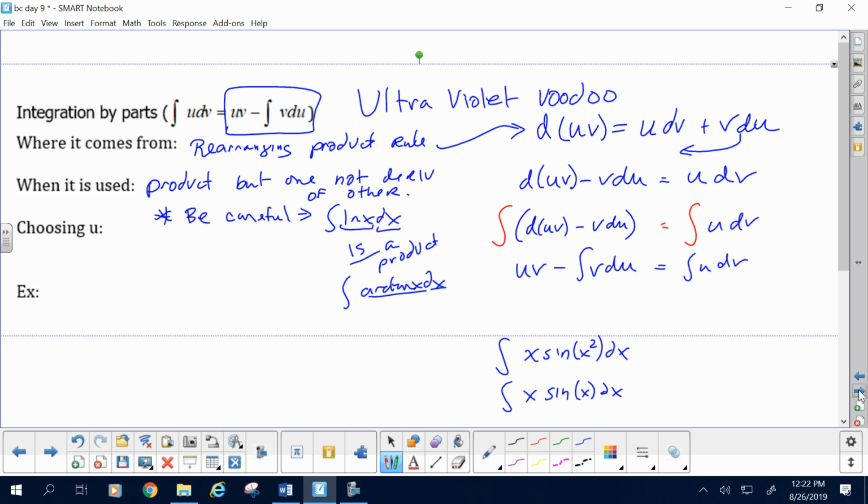In terms of choosing u, the best u is log. The next best is inverse trig. Then polynomial, like x to the power or root. Then we're starting to get into terrible territory. Exponential and trig are the worst.